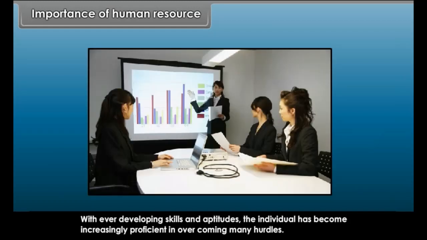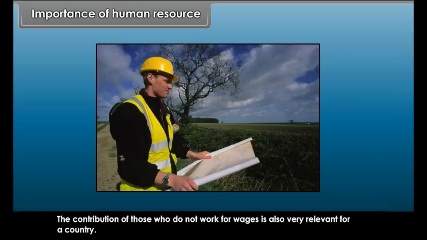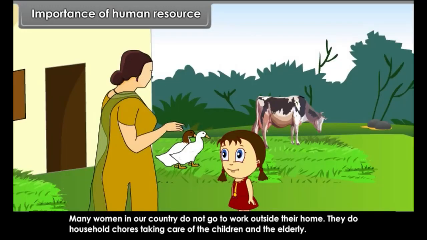With ever-developing skills and aptitudes, the individual has become increasingly proficient in overcoming many hurdles. The contribution of those who do not work for wages is also very relevant for a country. Many women in our country do not go to work outside their home. They do household chores, taking care of the children and the elderly.